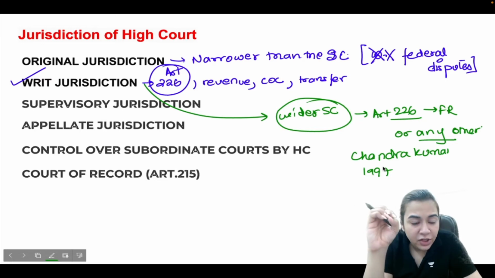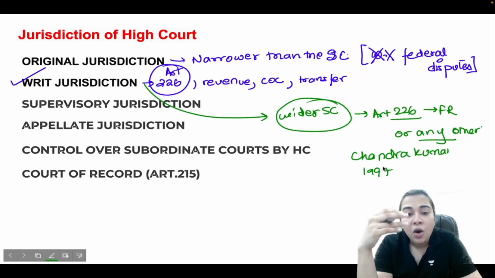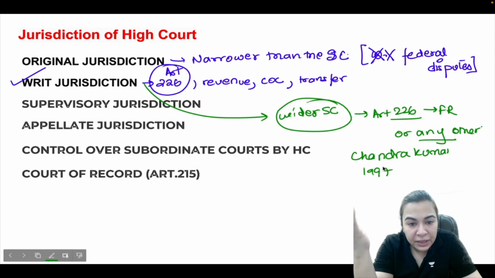See, apart from that, we know that it has appellate jurisdiction, it has supervisory jurisdiction over the other courts. Whatever cases come to it by way of appeal, it can take that up also. We also know that it has control over the subordinate courts. It acts as a court of record under Article 215. We all know all these points.